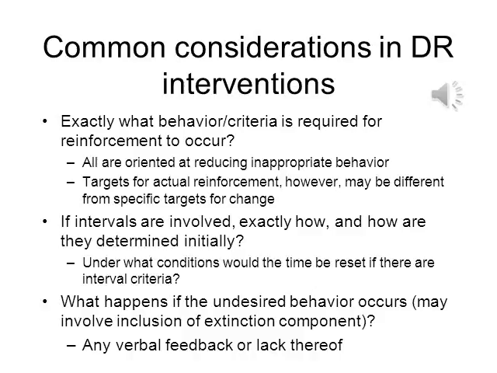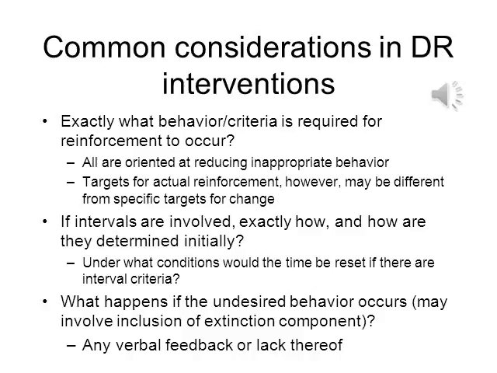If there are intervals involved, exactly how long are they? What do they involve? How do we determine length of intervals? For example, for DRL or DRO, which do involve intervals, how do we decide where to start? Do we reset the intervals contingent on a misbehavior, for example, or do we not say anything at all, wait till the end of an interval, and then provide a reinforcer if the problem behavior hasn't occurred? That's an interval-based differential reinforcement of other behavior.